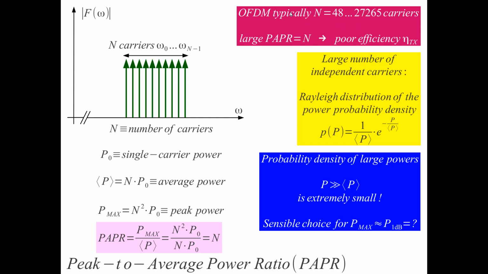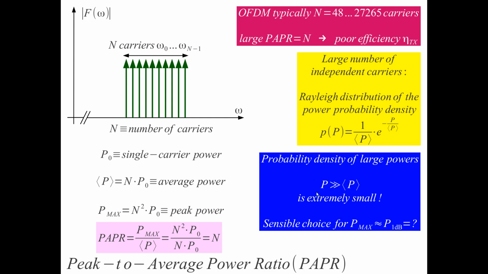This is as long as we stay with theory. But in practice, if we have a large number of carriers, the power distribution of these carriers is a two-dimensional Gaussian function. That's a Rayleigh distribution of the power probability density. The Rayleigh distribution, we get it out of two Gaussian distributions in both real and imaginary axes of the signal. And the probability of having very high powers, so power much larger than the average power, is extremely small.